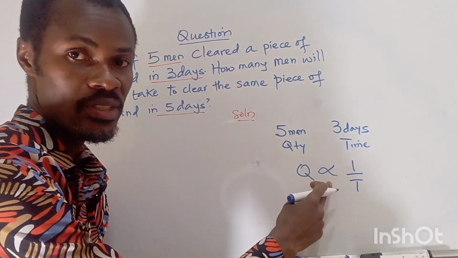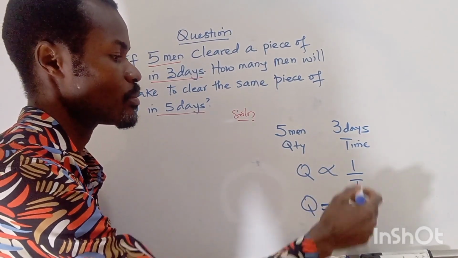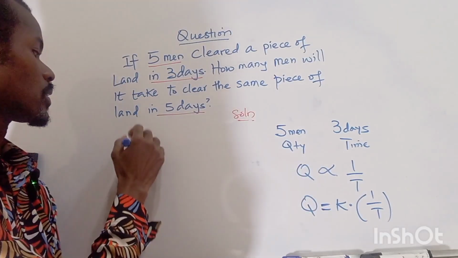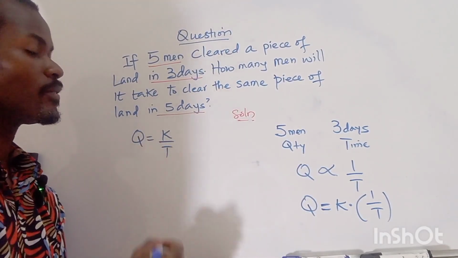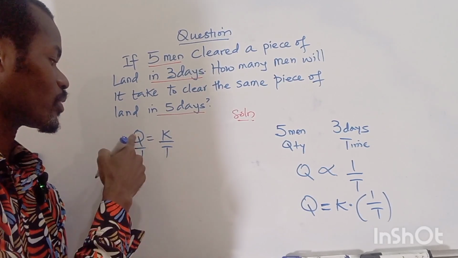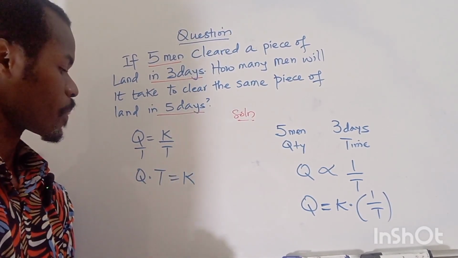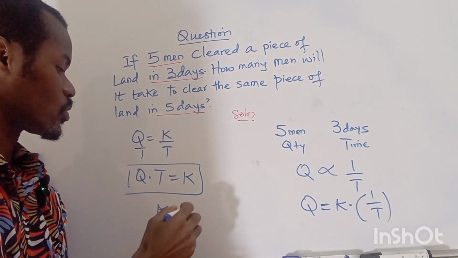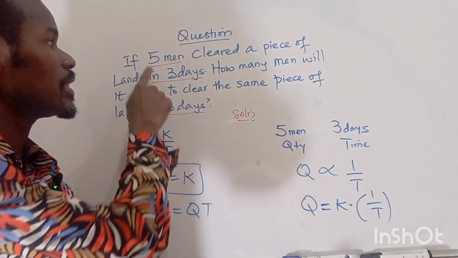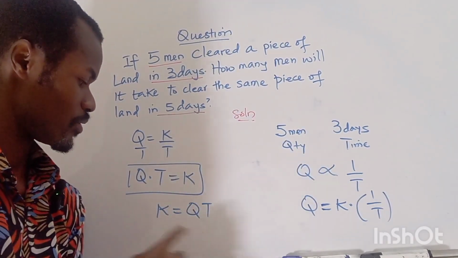So I'm going to put an equal sign here. Q is equal to a constant, K, multiplying 1 over T. So K times 1 gives us K over T. If I'm to make K the subject, we cross multiply. So we have Q times T equal to K. We can rearrange this as K equals Q multiplied by T. So the constant in this equation is the quantity of men, which is 5, multiplied by the time, which is 3 days.